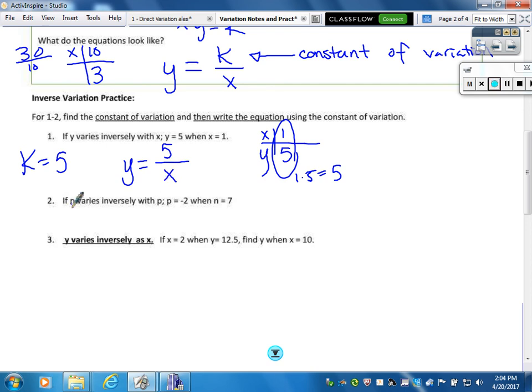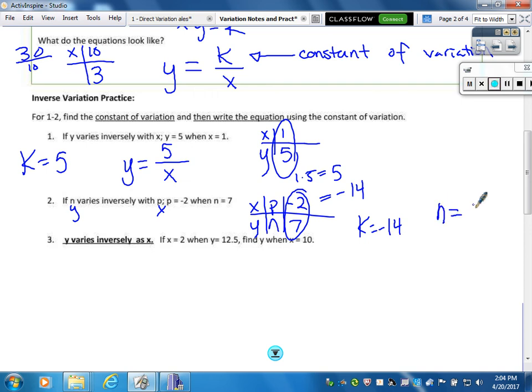Now we've got another one here, but they've changed up our variables. So follow the pattern. Y comes first and then x. So when I draw this little table, I know that my x is really p and my y is really n. So I know this is negative 2 and 7. Multiply those together, you get negative 14. So our k is negative 14. So we need to write y equals negative 14 over x, but we're going to change that up and plug in the right variables. So n is equal to negative 14 over p. So y is my n, p is my x.